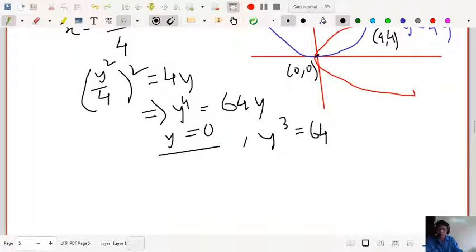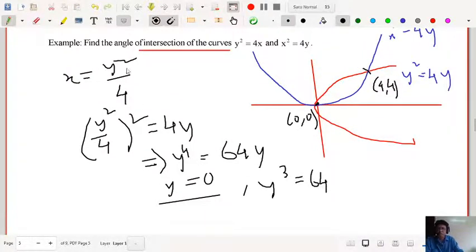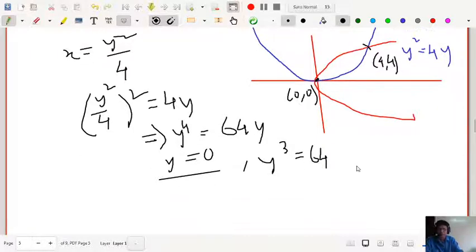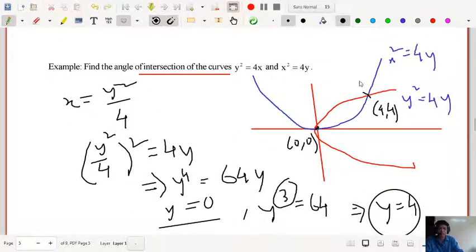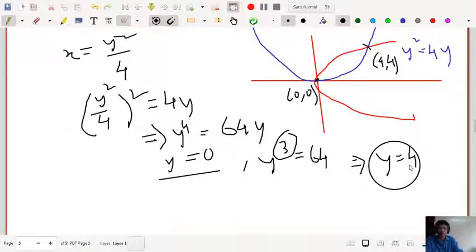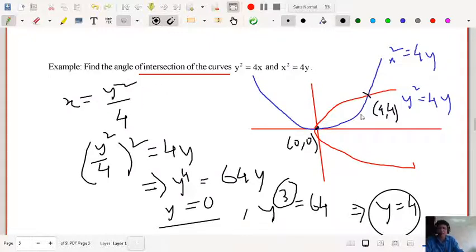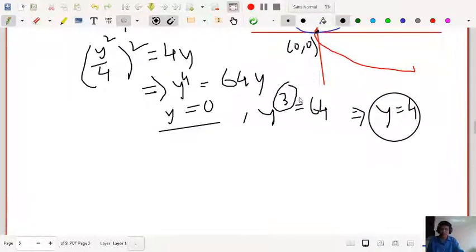Okay, so y equal to 0 is one of the values. If you replace y equal to 0, that will be x equal to 0. So (0, 0) is one of the points of intersection, and y cube is equal to 64 will give you y equal to 4, but it must have 3 values. Why am I getting one value? Because the other 2 values are complex and I am dealing with real numbers. So I want to see the real values on the curve. So this is y equal to 4. If y equals 4, you can easily check that x will be equal to 4. So these are the points. Clear?